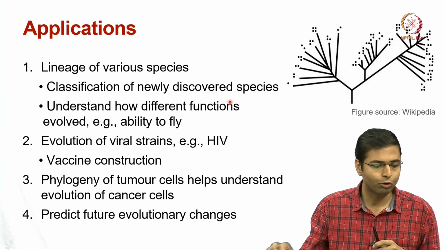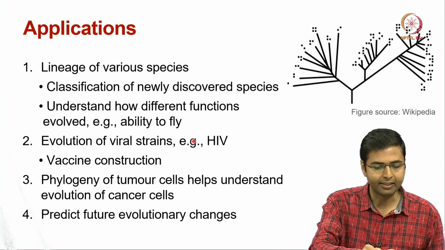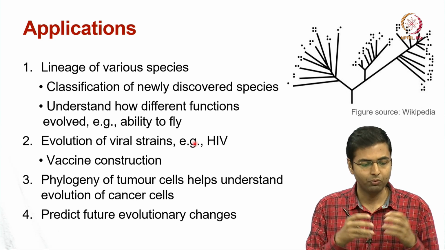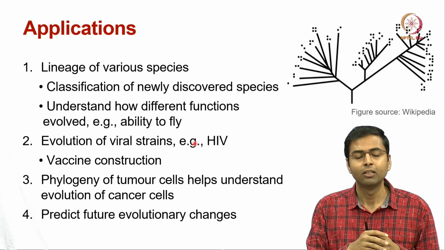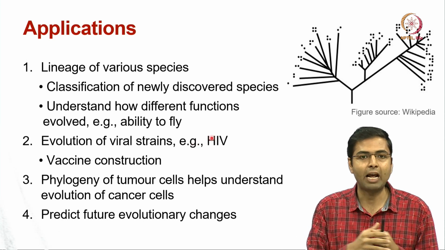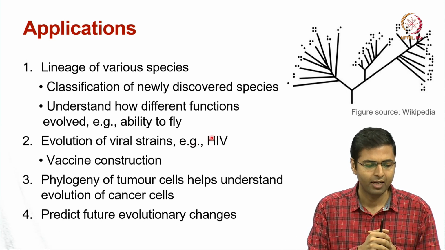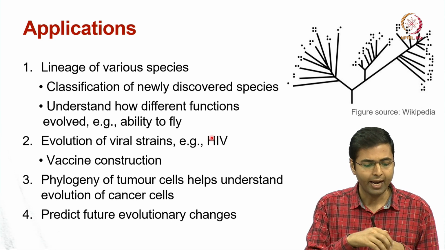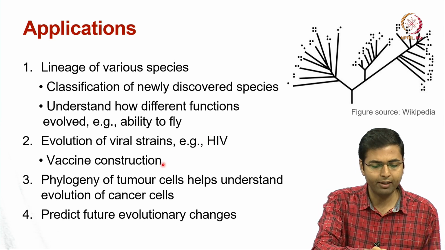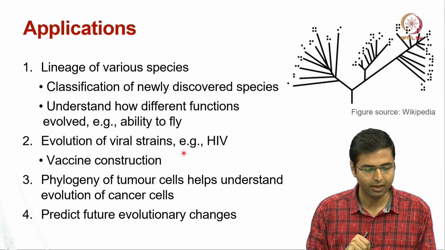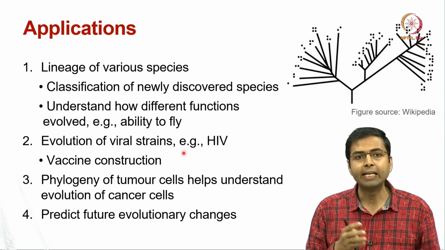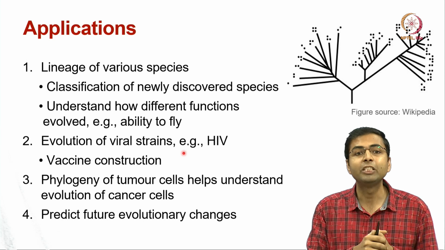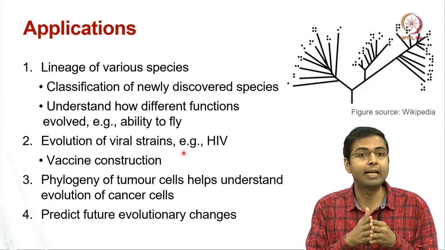Similarly, the second application would be the evolution of virus strains. In infectious disease and epidemiology, you may want to track the evolution of viral strains. For example, HIV is a rapidly evolving virus and there we may want to see how this virus is evolving, and that guides the vaccine development for that virus. Similarly, in cancer research we may want to reconstruct the phylogeny of tumor cells, which may help us understand how cancer cells are evolving.